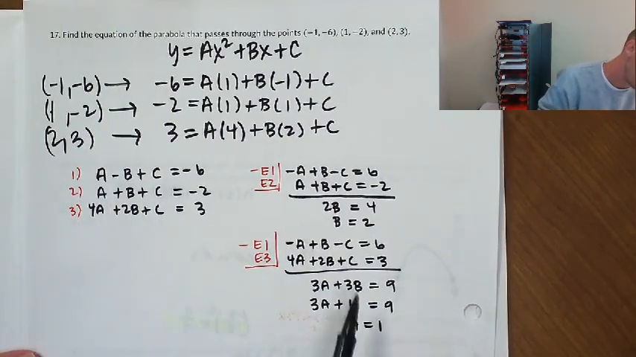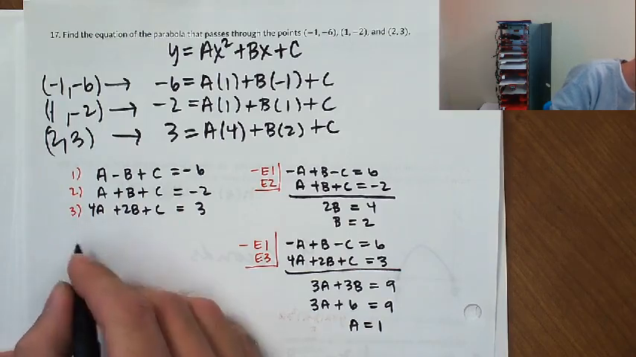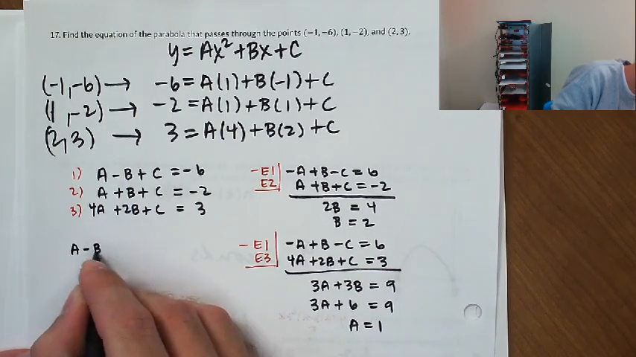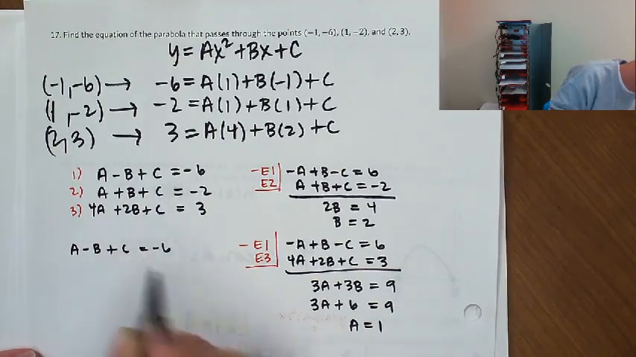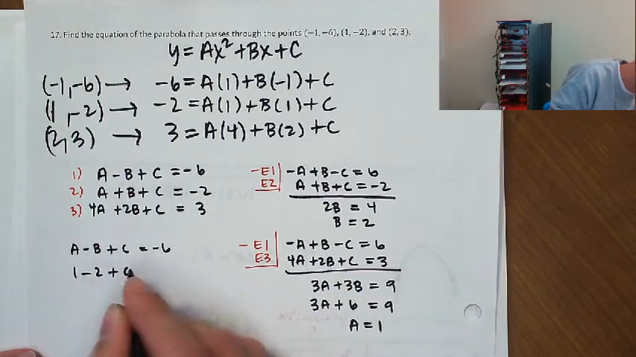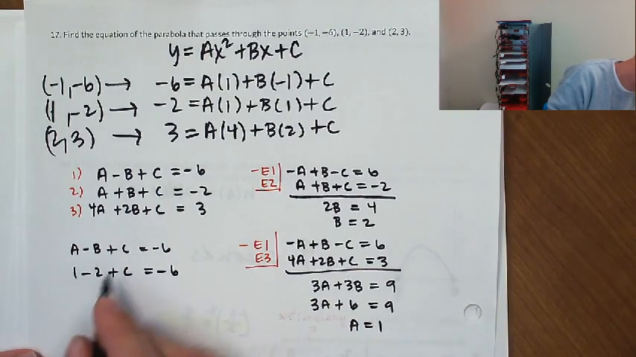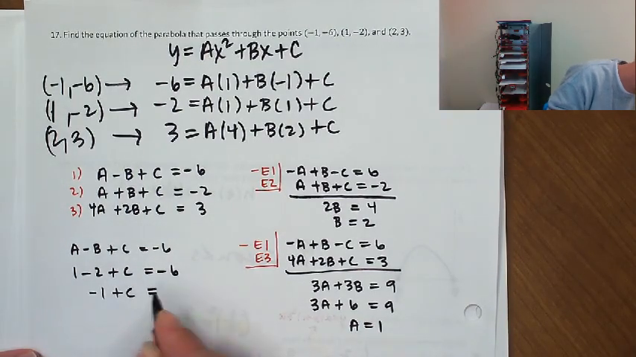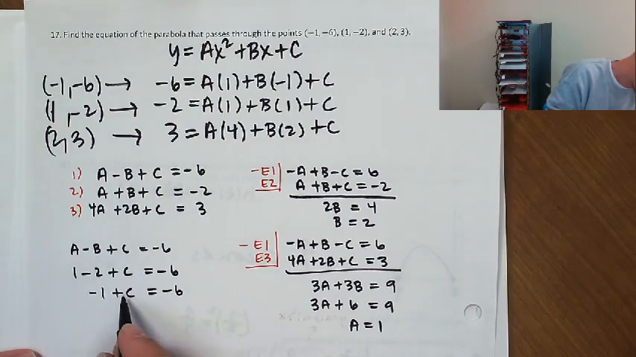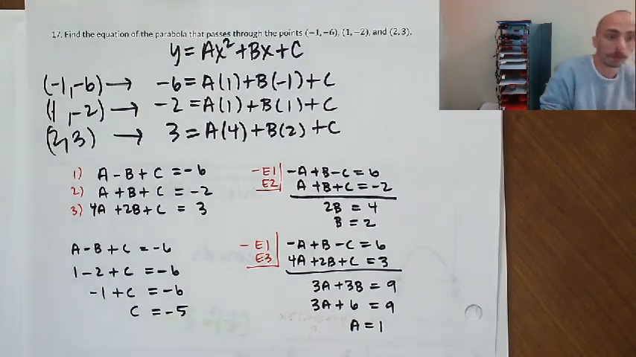So we're going to go over here. We got a, we got b, we need c. I'm going to take the easiest looking equation, that one. A minus b plus c equals negative 6. A is 1, minus b plus c equals negative 6. So I've got one over here. 1 minus 2 is negative 1, plus c equals negative 6. So I think c is going to be 5. No, c is going to be negative 5. Yeah, that makes more sense to me.